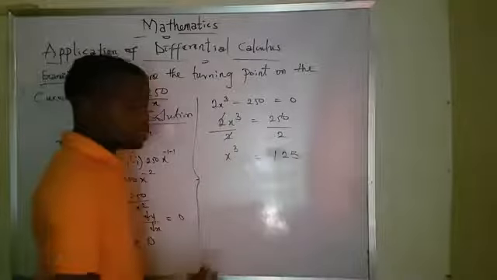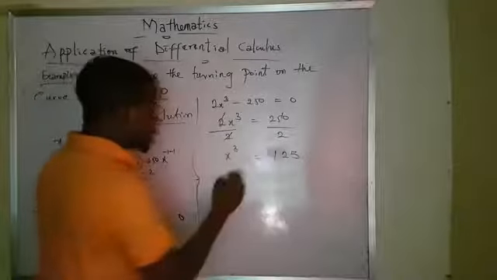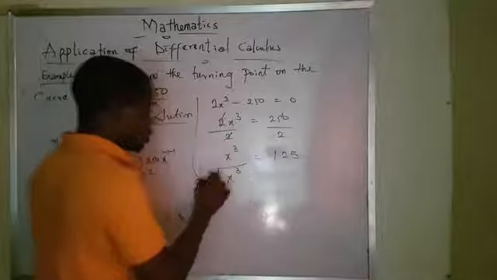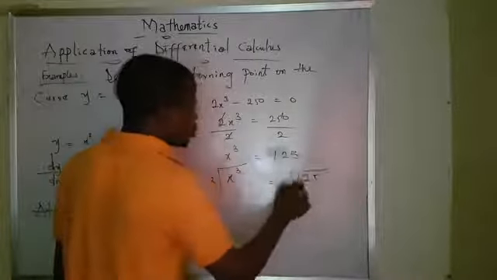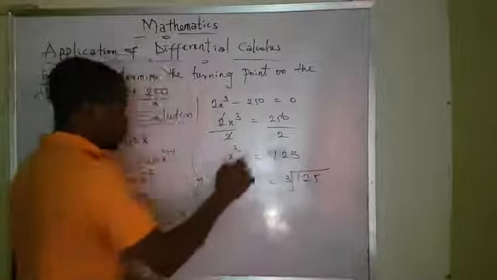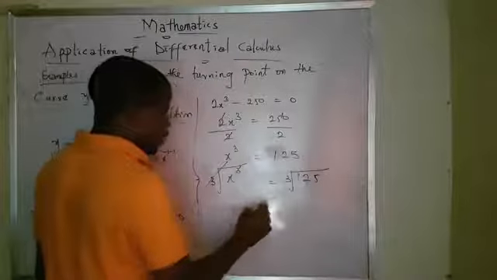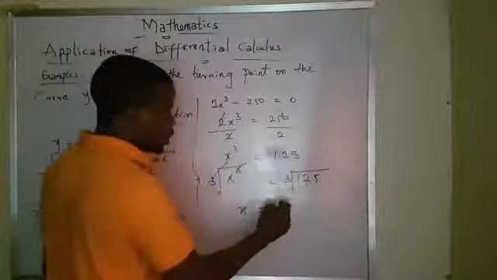Then find the cube roots of both sides. X raised to the power 3, the cube root of 125, the cube root of it. So this cancels out this. So you can have your x. The cube root of 125 is 5.